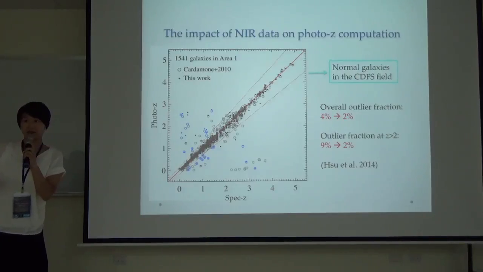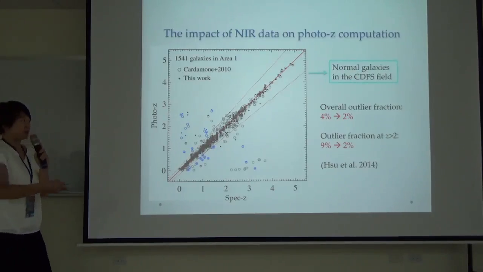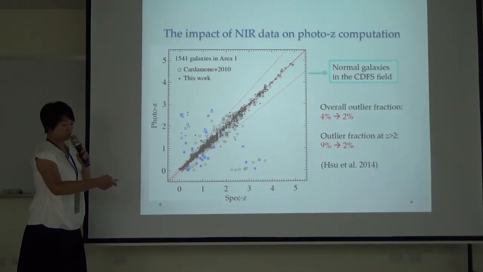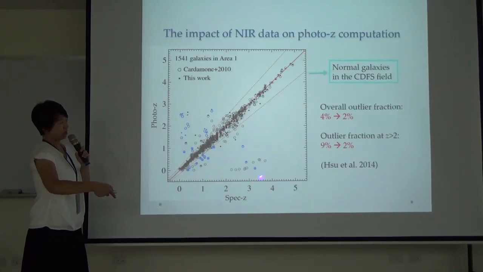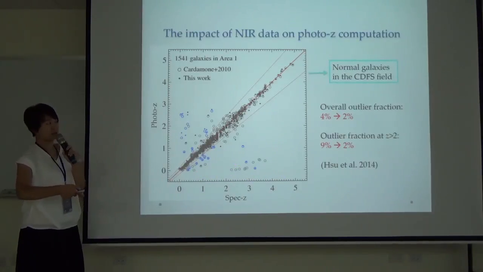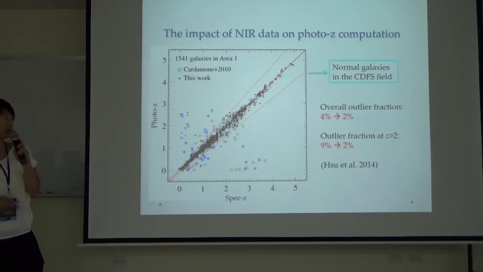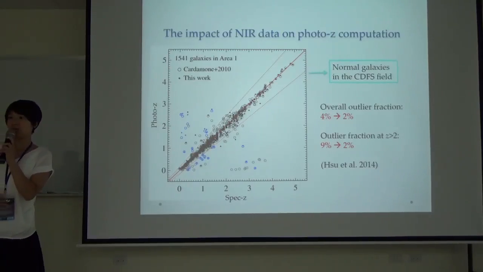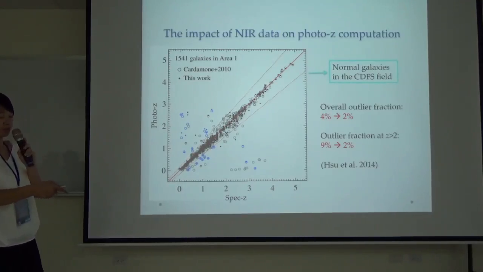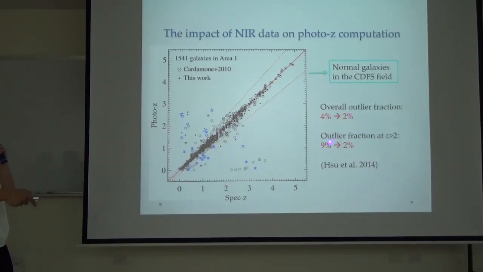After I add the HST infrared data, most of the outliers disappear, right? So the near-infrared data really helps a lot to decrease the photo-z outliers. If we consider the objects with redshift greater than 2, we can greatly improve the photo-z quality.